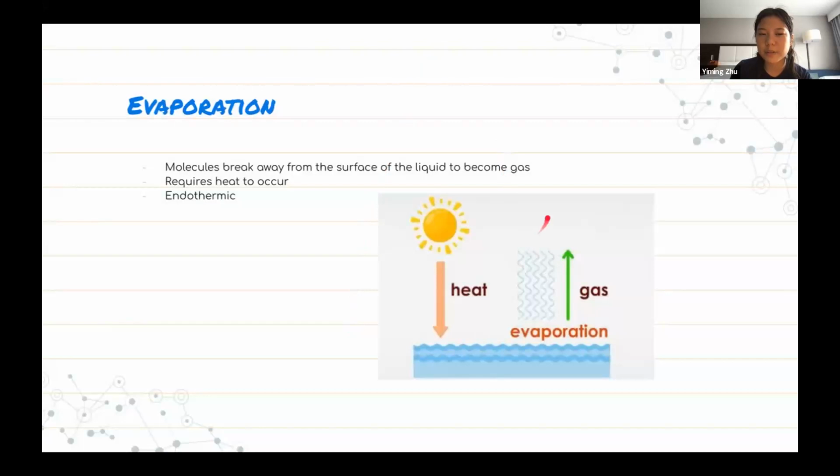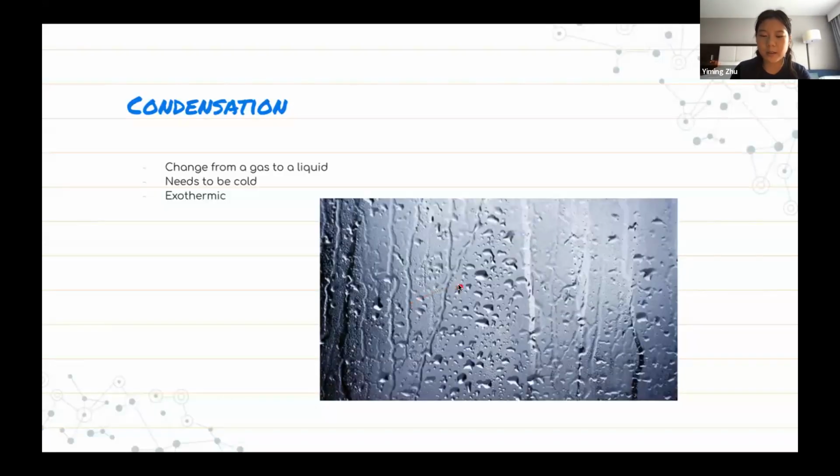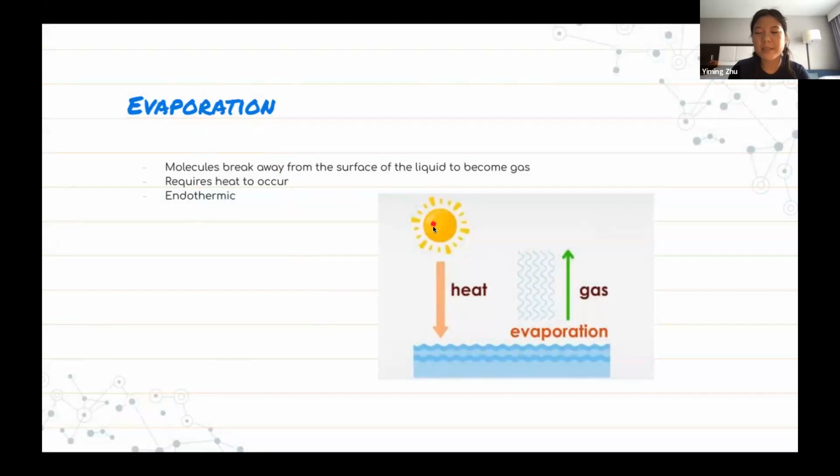Okay, I think these should be the last couple of slides, and then we can move on to the Kahoot, which is pretty long. In evaporation, which is probably just a review for you guys, molecules break away from the surface of the liquid to become a gas. This requires heat to occur. For example, over here, which is basically the water cycle, the heat from the sun would heat up the water, and then it would turn into a gas.